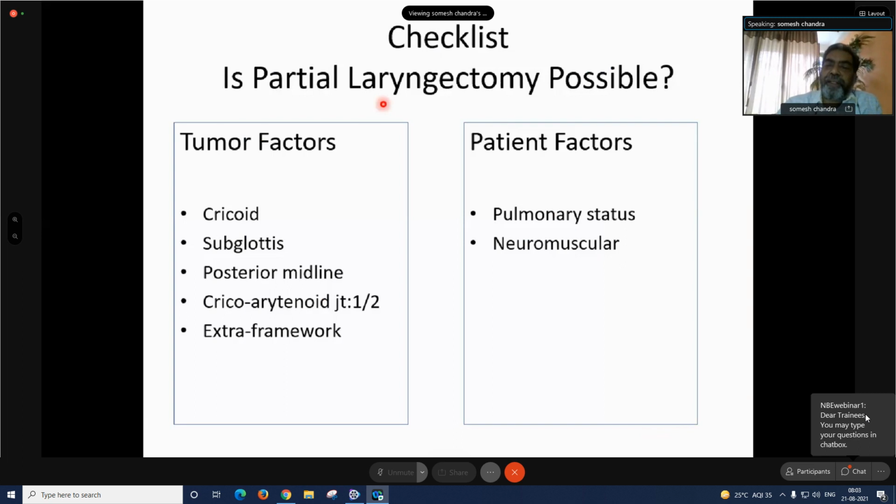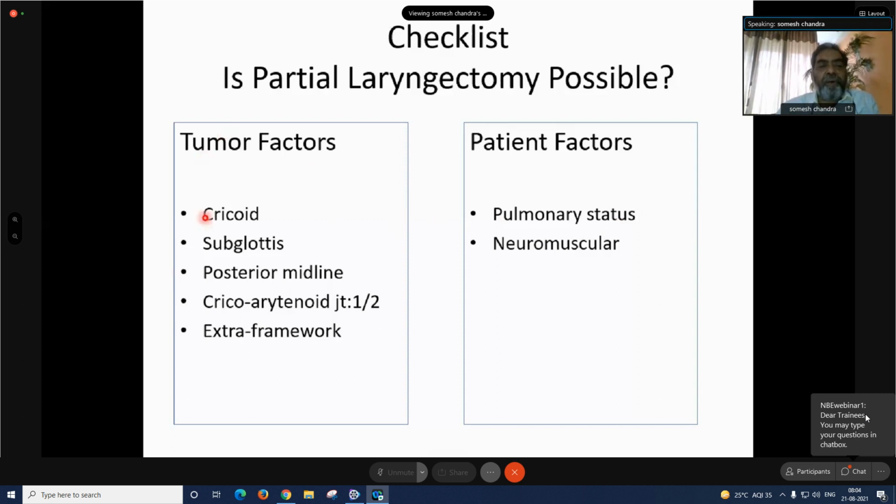So if you have to do a checklist on whether I can do a voice preserving laryngectomy in any patient, how do I go about it? So I look at patient factors. We treat patients, not tumors. The patient should have adequate pulmonary status because initially the functions are going to get disturbed. The patient would have aspiration, and should have good pulmonary function to generate a good cough and lung-powered speech, and must have adequate neuromuscular function, including hand coordination, to manage their temporary tracheostomy.